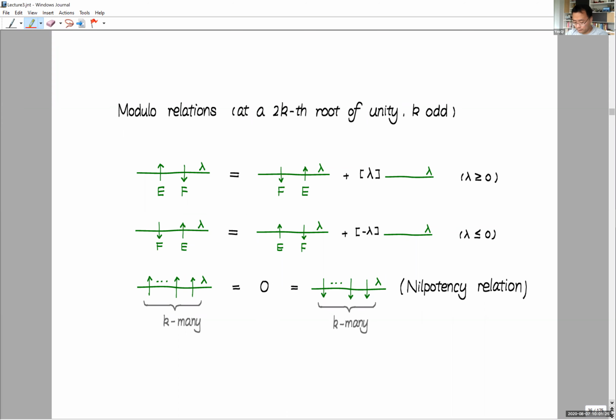Whenever you commute E and F and E, you pick up some error terms depending on the weight lambda. The important thing for the small quantum group SO2 is that there is this nilpotency relation: E to the pth power is 0 when p is an odd number, and likewise for F.